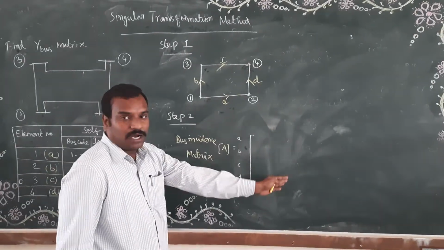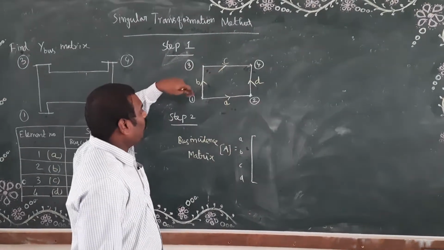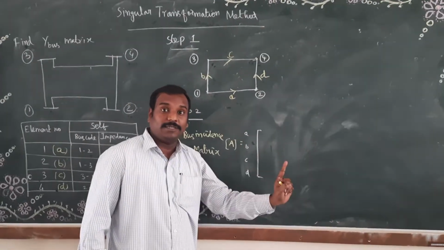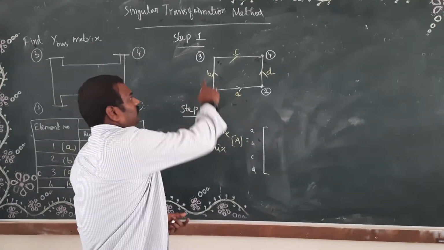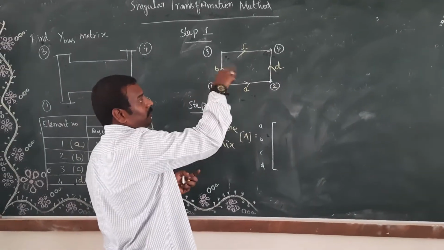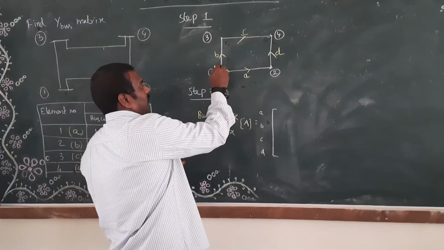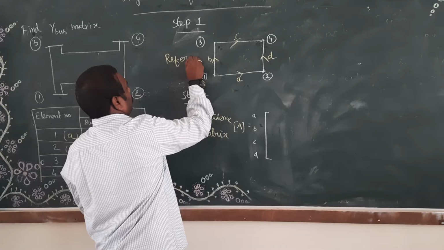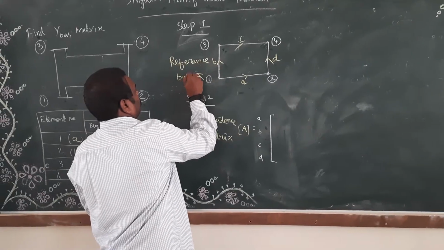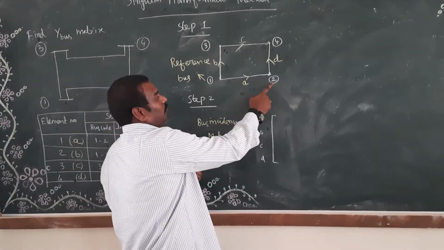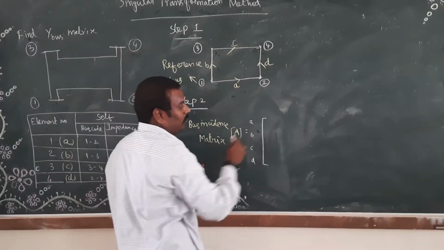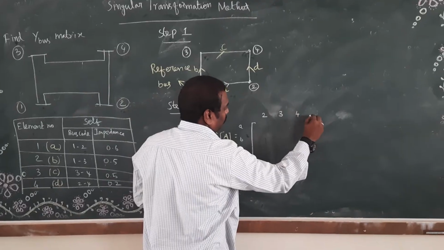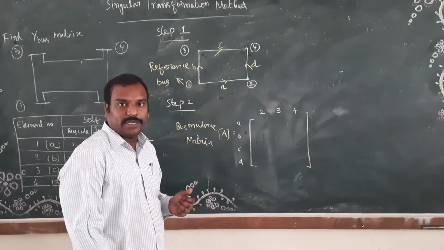Now you are going to write the columns. How to write the columns? You write as many columns as the number of nodes connected, except the reference bus. Now 4 buses are available. Out of the 4 buses, I am going to consider the first bus as the reference bus. So except the reference bus I am counting 1, 2, 3. 3 buses are available. Those bus numbers I am writing here.